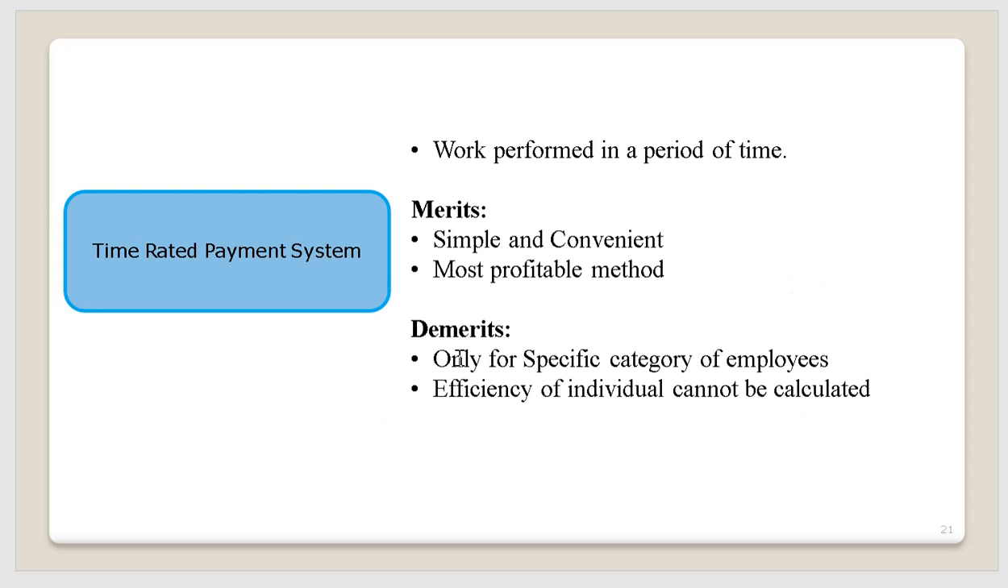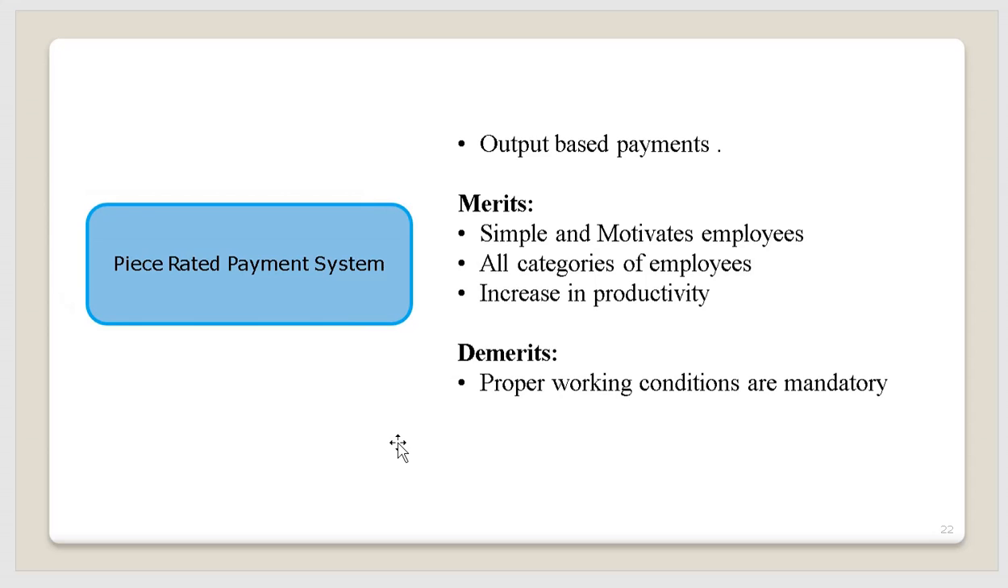Next, demerit: only for a specific category of employees is this a better option. Here the efficiency of an individual cannot be calculated, which is a drawback for the employer. Okay, this is about the time rated payment system. Next, it's about the piece rated payment system.